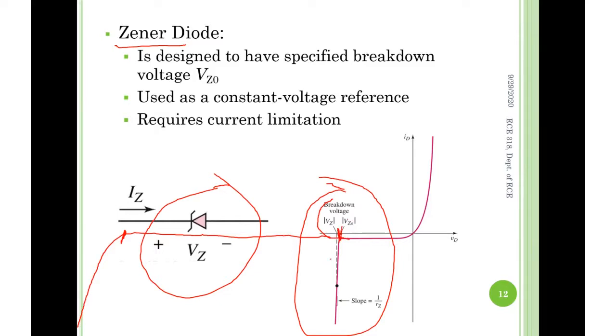So for circuit protection, once you have voltage beyond that, it's conducting, shorted down to the ground, protecting the rest of the circuit. So again, the Zener diode reverse breakdown voltage is small.